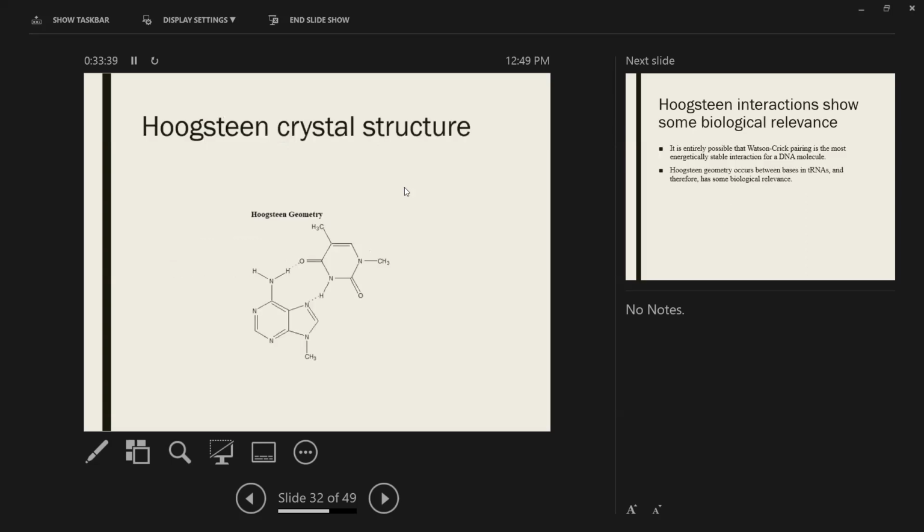So here is a Hoogsteen pair. If you take thymine and adenine, you get this pairing that's completely different from what you get in a double helix, and this is inherently more stable. Can you draw the pairing in a double helix on the board so we can see them side by side? I can show you.